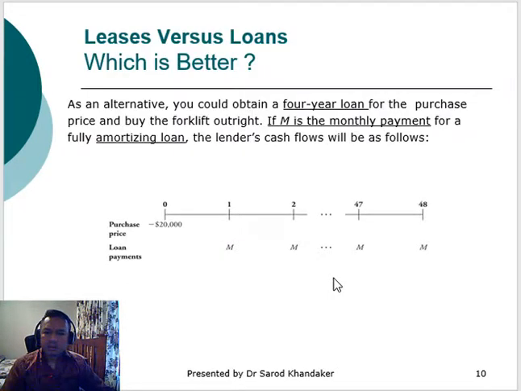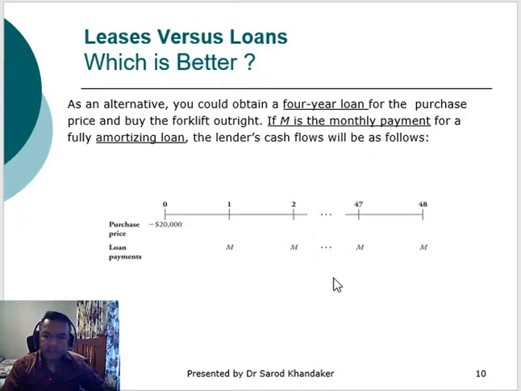Now we need to understand which is better, lease versus a loan. Now as an alternative, you could obtain a 4-year loan for the purchase price and buy the forklift outright. So that's another option. So if M is the monthly payment for the fully amortizing loan, the lender's cash flow will be the following. So if you go back to the previous example, not the alternative example, but the previous example, which suggests that the lease payment is for 4 years, which is 48 periods.